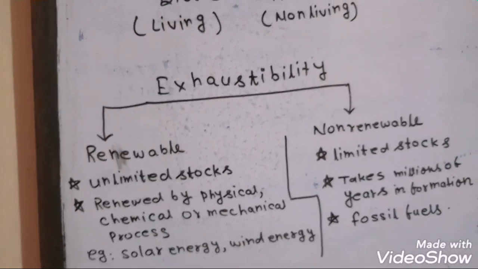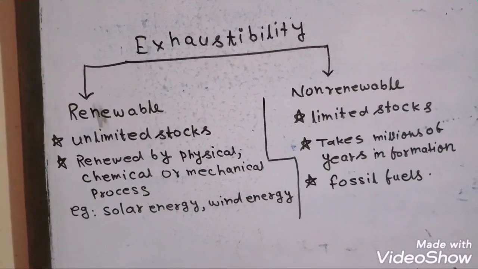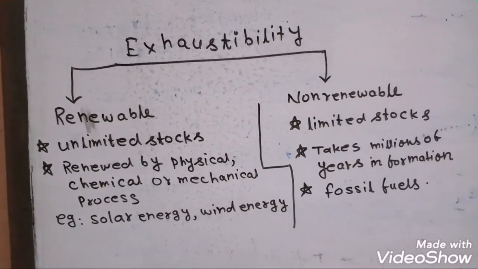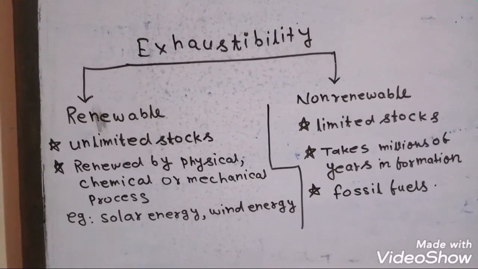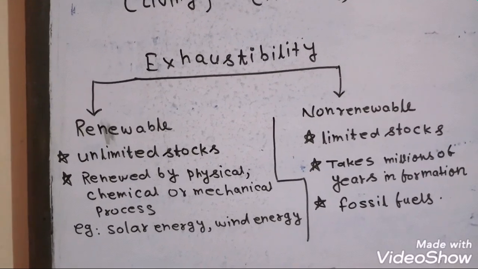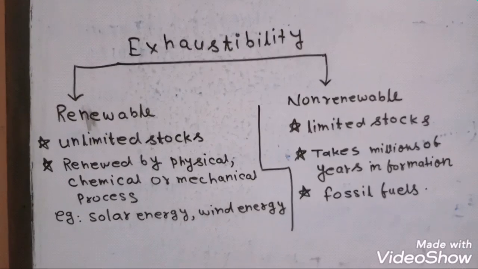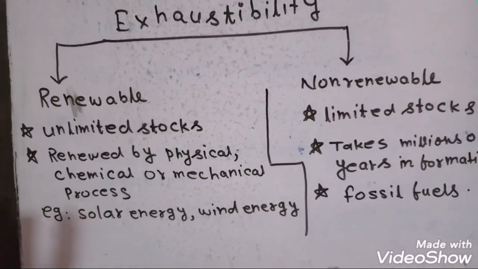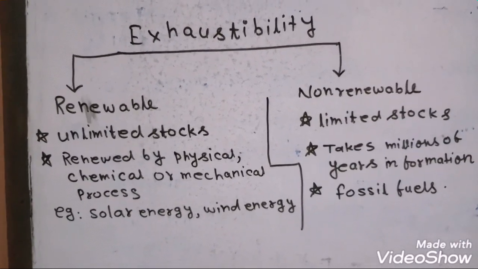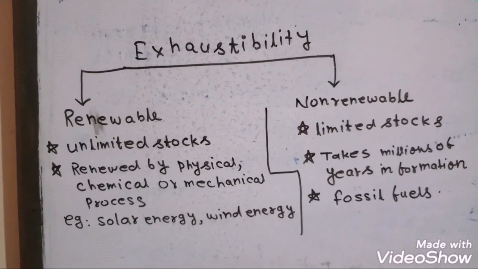On the basis of exhaustibility, it can be divided into two parts, renewable and non-renewable. Renewable resources have unlimited stocks and there is no danger of depletion of these resources in the near future, whether we use them immensely. They can be renewed by physical, chemical or mechanical processes. Solar energy and wind energy are good examples of it.